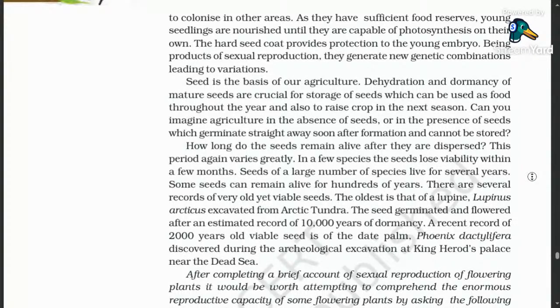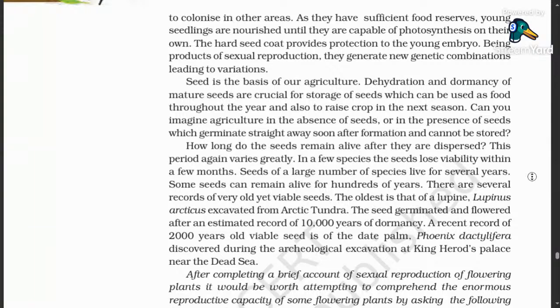How long do these seeds remain alive after they are dispersed? This period varies greatly. In a few species, the seeds lose viability within a few months. Seeds of a large number of species live for several years. Some seeds can remain alive for hundreds of years. There are several records of very old yet viable seeds.